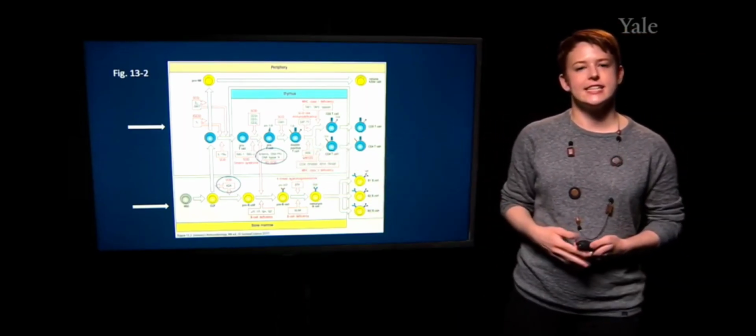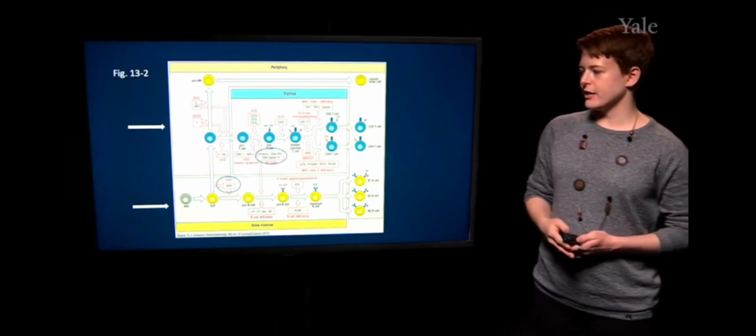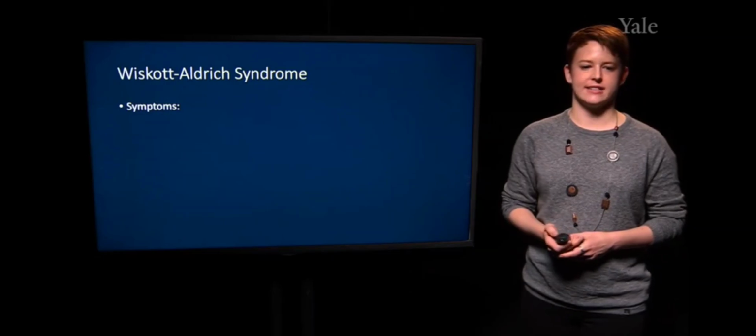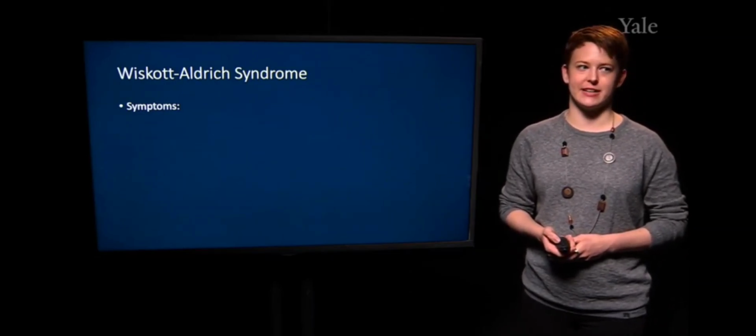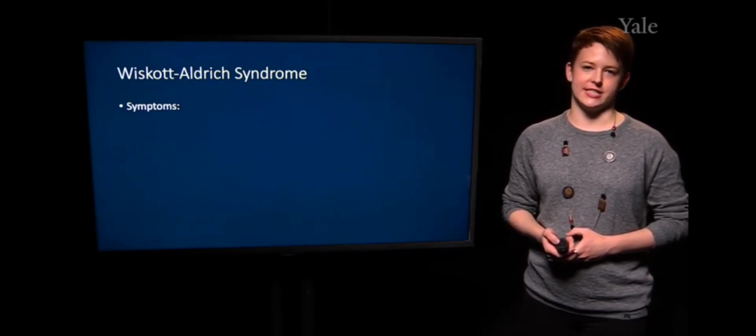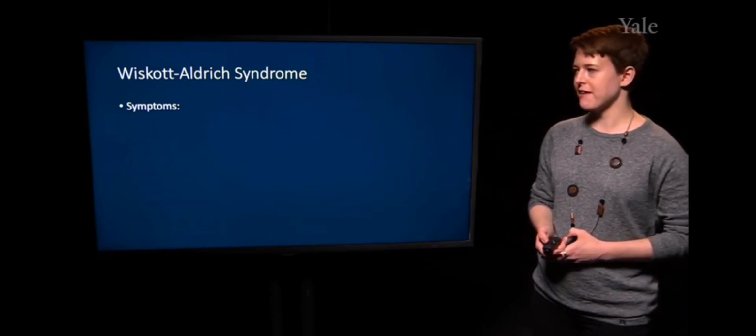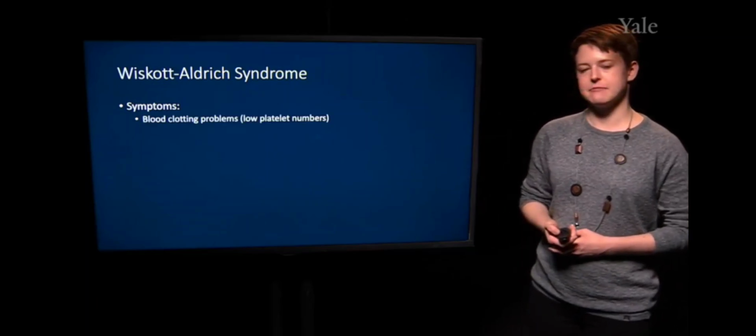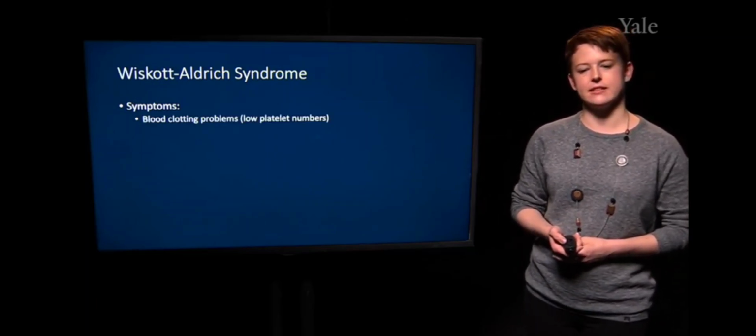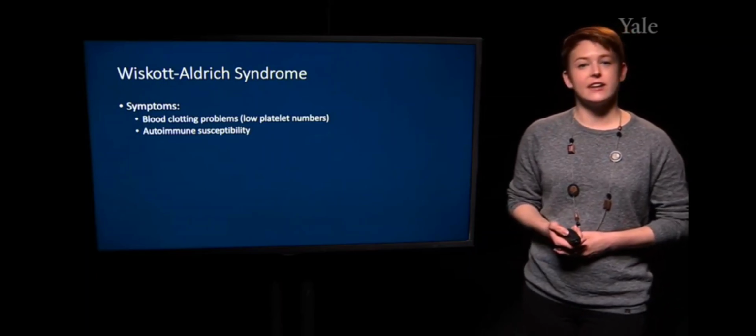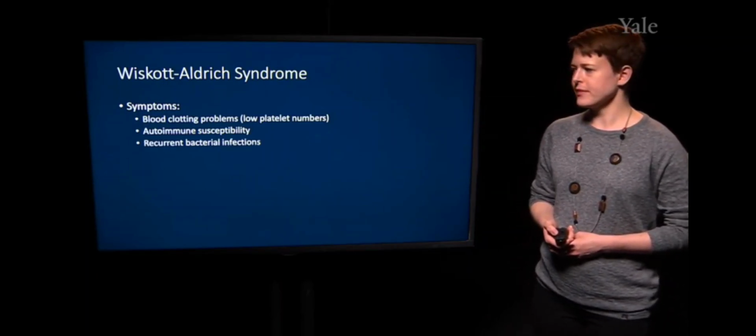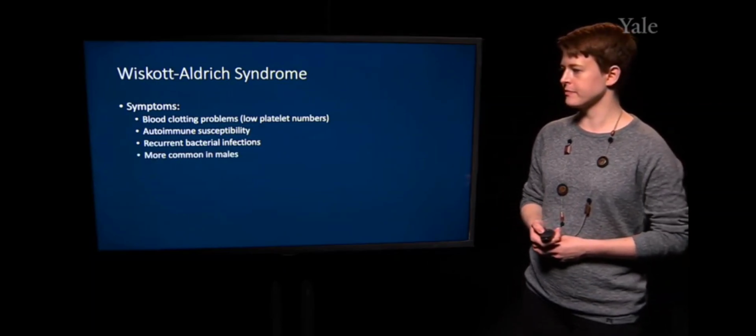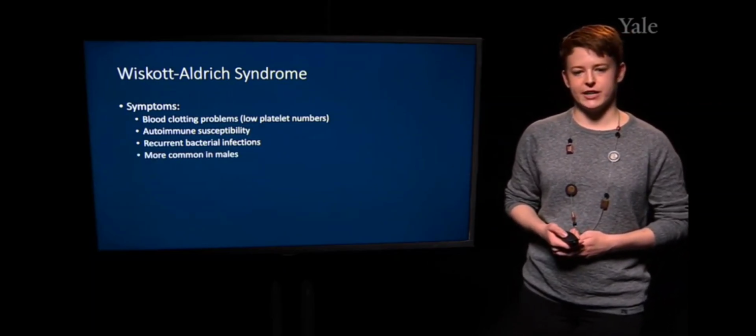Okay, so our next disease that we're going to talk about is Wiskott-Aldrich syndrome. Let's say we have a patient that comes into the clinic and presents with several symptoms: blood clotting problems and low platelet numbers, autoimmune susceptibility, as well as susceptibility to recurrent bacterial infections. We also see that this is more common in male patients. So, what genetic defects could possibly explain this cluster of symptoms?